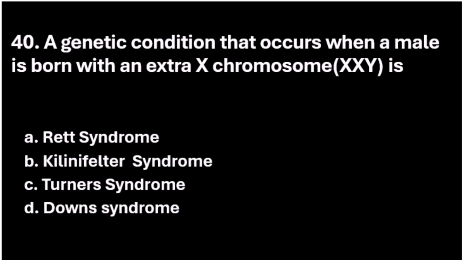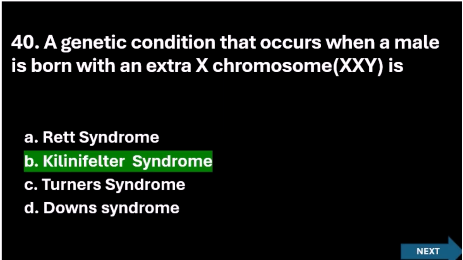Next question. A genetic condition that occurs when a male is born with an extra X chromosome, that is XXY, is: option A, Rett syndrome; option B, Klinefelter syndrome; option C, Turner syndrome; and option D, Down syndrome. The right answer is option B. Klinefelter syndrome is XXY, male with extra X chromosome.